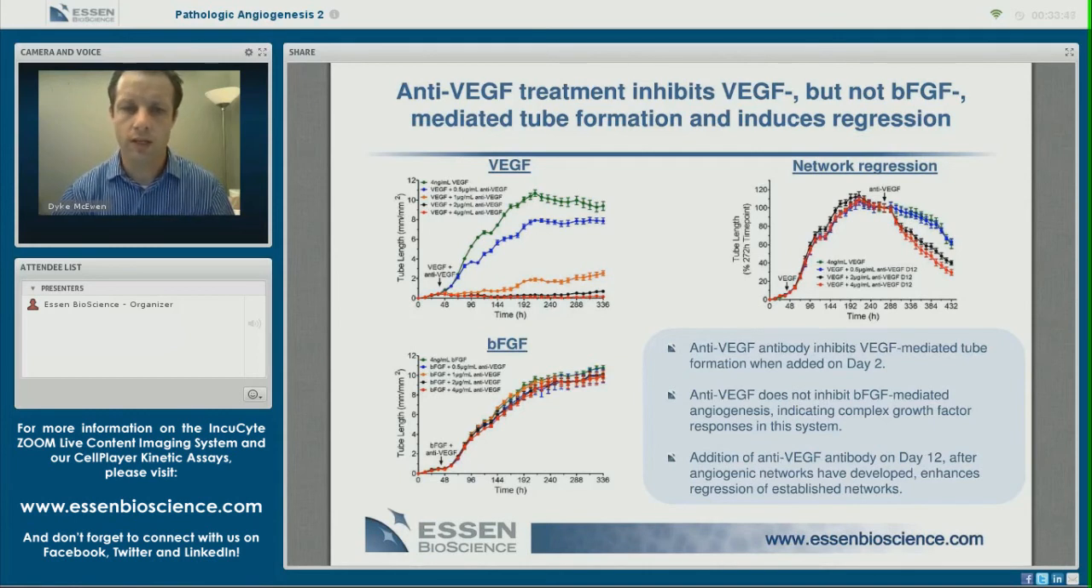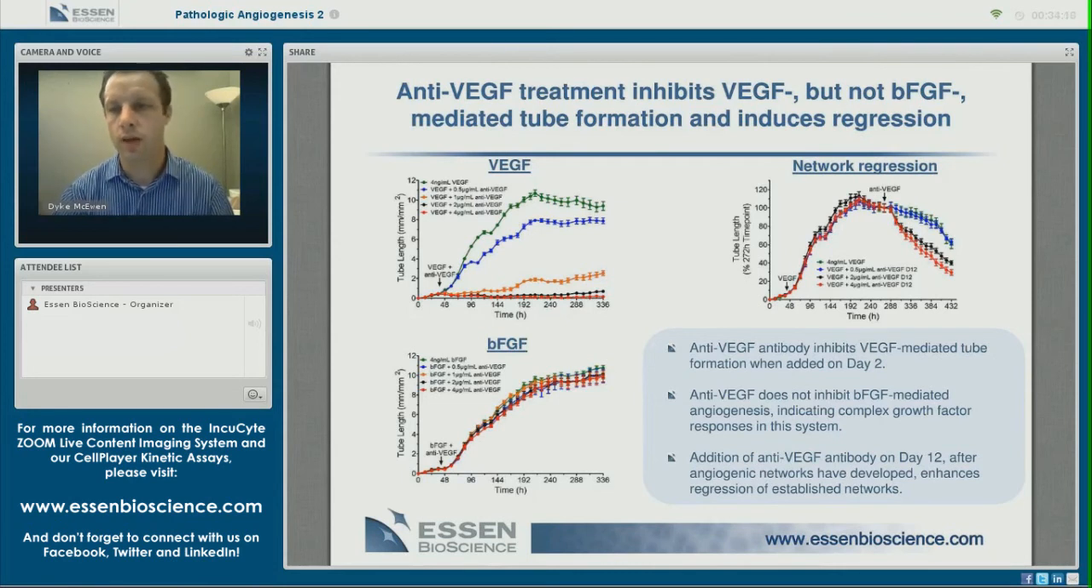However, interestingly, with basic FGF, the story is a little bit different, in that the anti-VEGF antibody really had little to no effect on the basic FGF response, indicating that basic FGF is signaling through a different mechanism and is not as reliant on VEGF for its pro-angiogenic response.